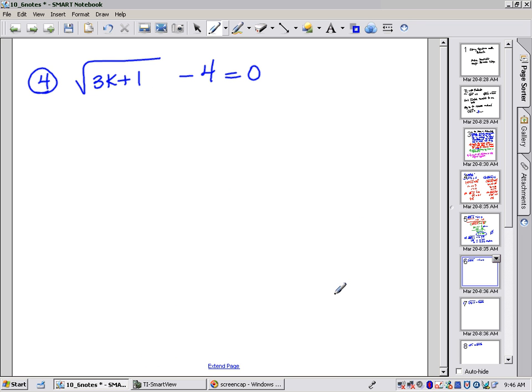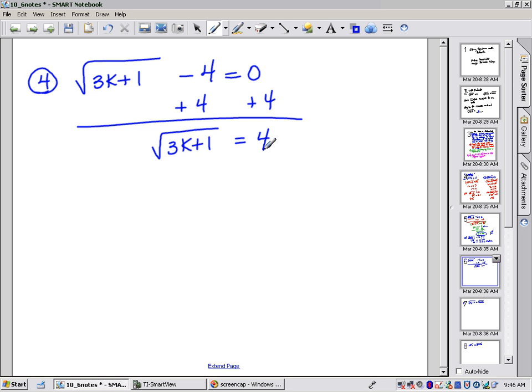Now here's one more we have to isolate. We have the square root of 3k plus 1 minus 4 equals 0. So if we add 4 to both sides, we would get the square root of 3k plus 1 is equal to 4. Now notice this is a positive number that it's equal to, so there's probably going to be a solution.